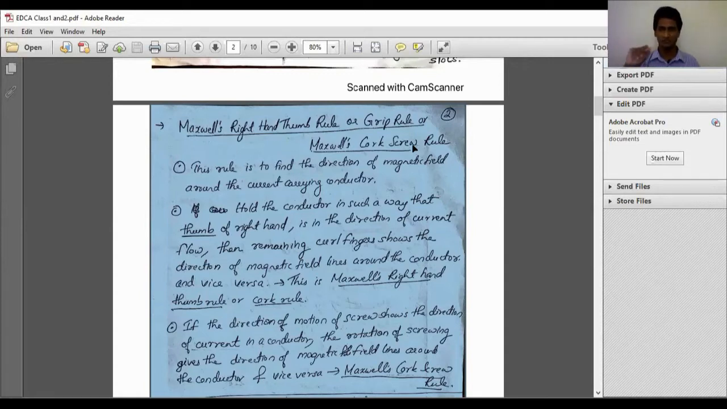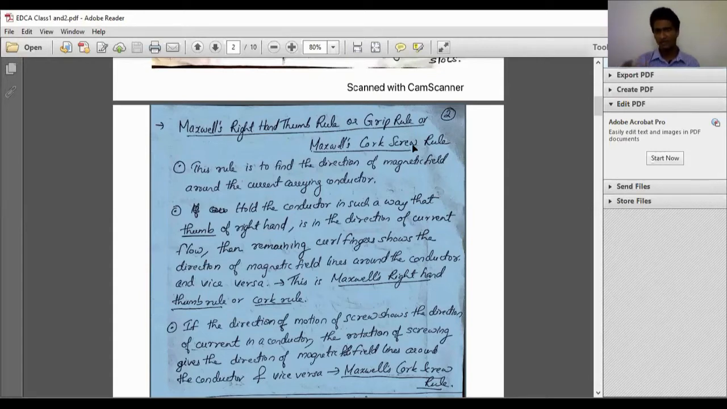Again, if I screw towards the wall, if the screw is moving inward and the inward motion shows the current, then the clockwise direction of the screw shows the direction of magnetic field around the conductor. And this rule is also applicable vice versa. If I say the inward motion of the screw shows the direction of magnetic field, then the clockwise direction of the screw will give you the direction of current in the coil. Clear? And it is applicable in both directions also.